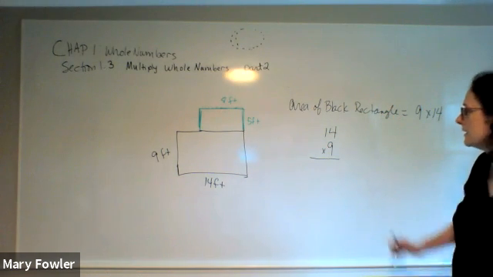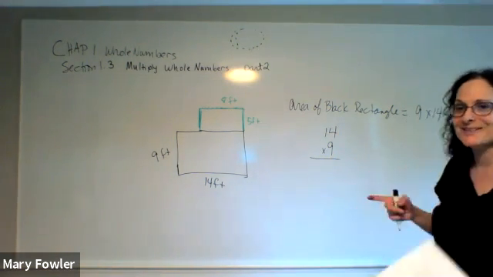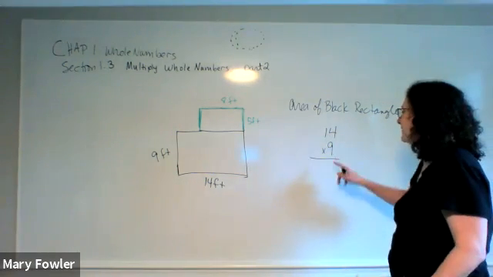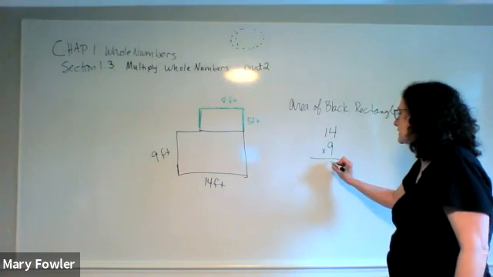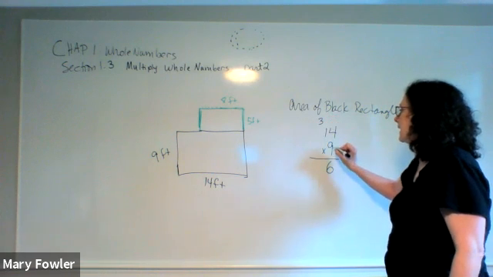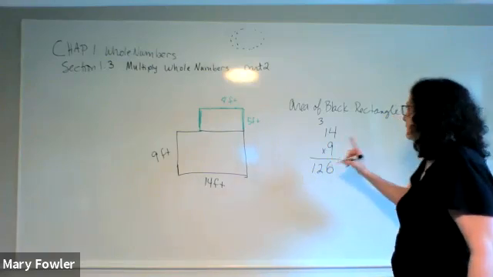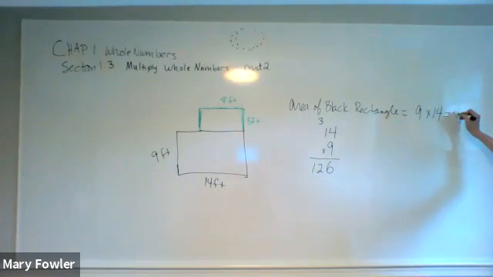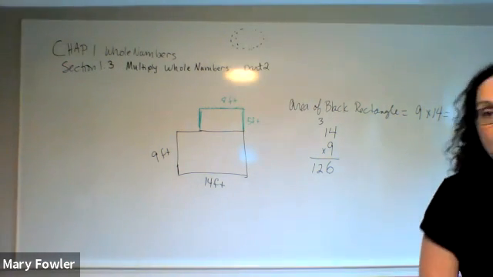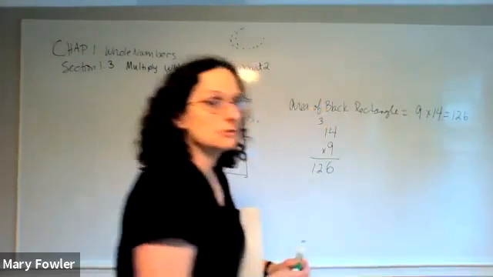9 times 14 is the same as 14 times 9. It doesn't matter what order you do the multiplication in. So 9 times 4 is 36. And 9 times 1 is 9, plus 3 is 12. So the area of the black rectangle is 126. And now I want to look at the area of the green rectangle.